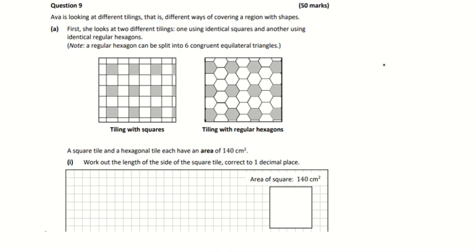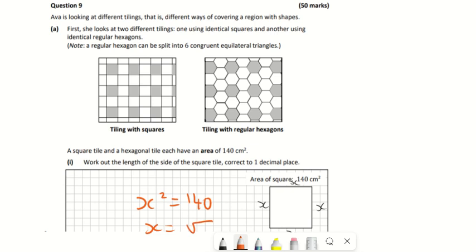The first question gives us a square with an area of 140. Each side of a square is the same length, so to get the area you do one side times the other, the length times the width, but the length and width are the same here. So it's x multiplied by x, so x squared is equal to 140. Therefore x has to be equal to the square root of 140.